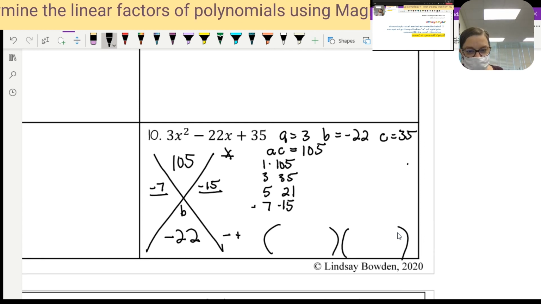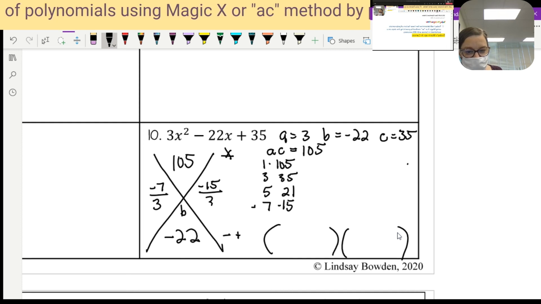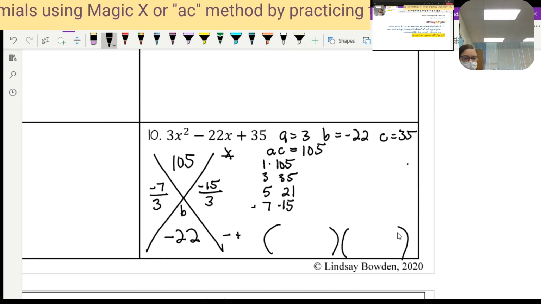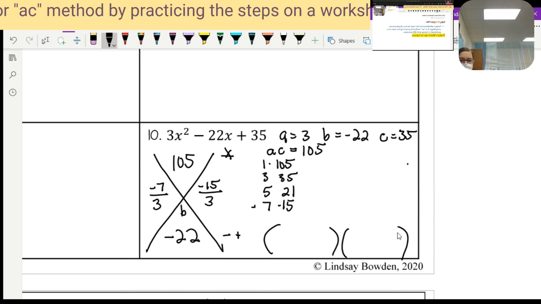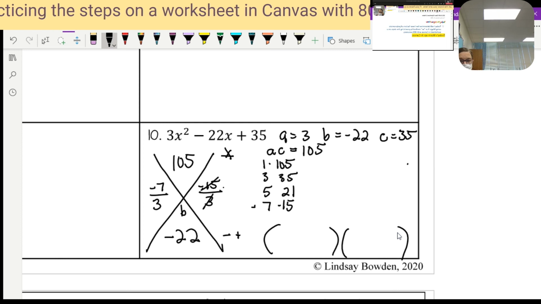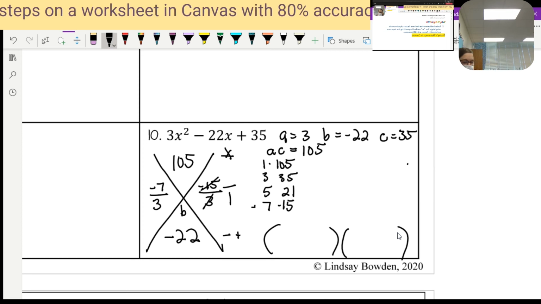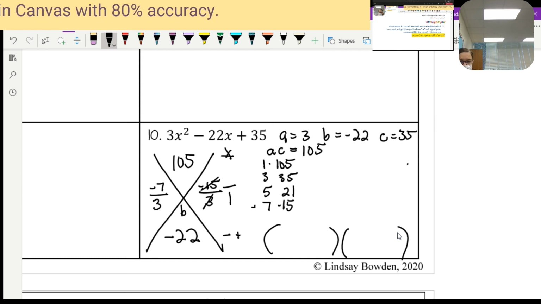Okay, so underneath we're going to put our A, which is 3. So we're checking to see if we can simplify. 7 is not divisible by 3, so that stays. 15 and 3 have a common factor of 3. So we're going to change that, and we're going to put 1 on the bottom because 3 divided by 3 is 1. And then negative 15 divided by 3 is negative 5.